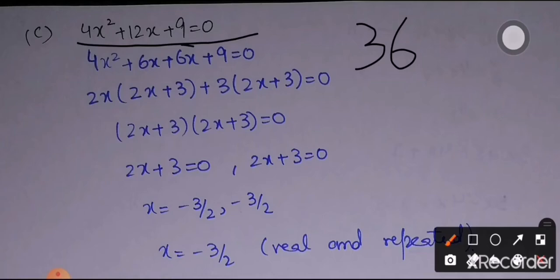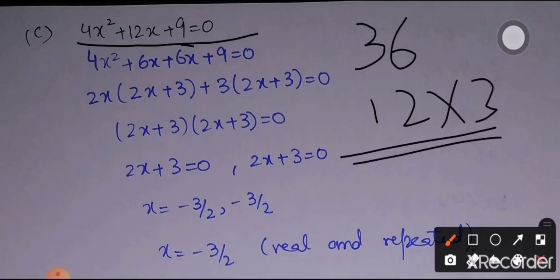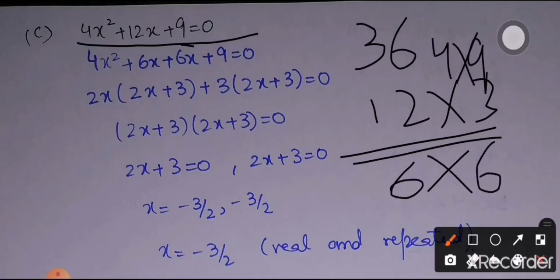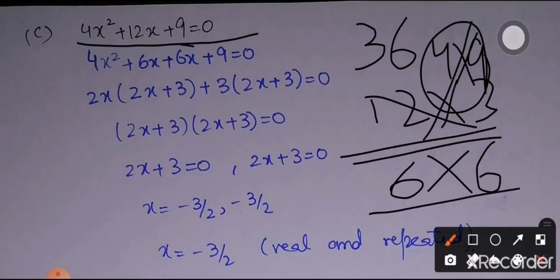So although 12 into 3 is 36, the addition cannot give us 12 as the answer. We also know that 6 into 6, and also 4 into 9, is 36 again, but when I add 4 and 9 I will get 13, not 12. So these are not good options for replacing. 36 is also 6 into 6, and when I add 6 and 6 I will get 12. That's why I have chosen the middle term breaking to be 6x and 6x.